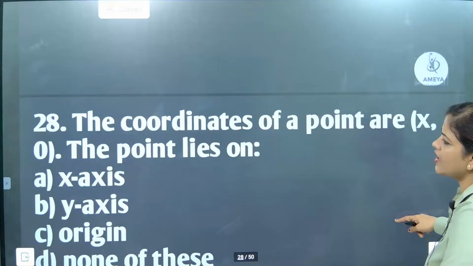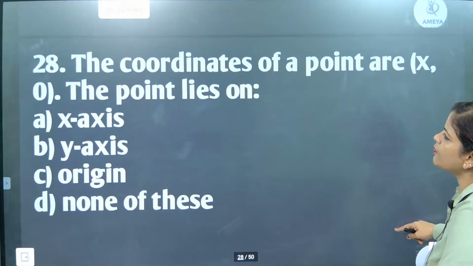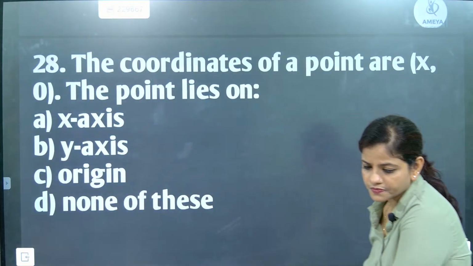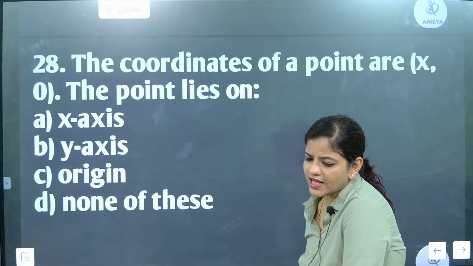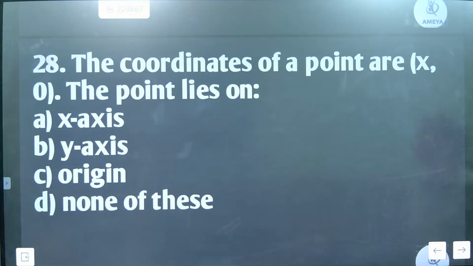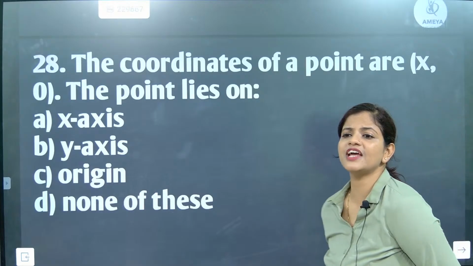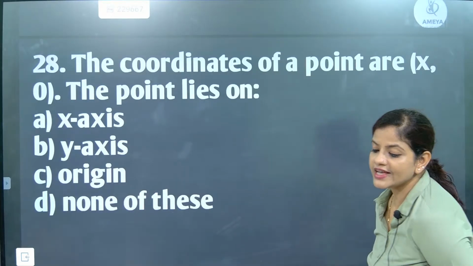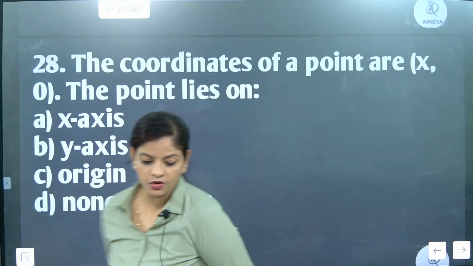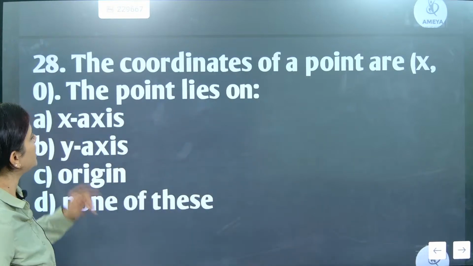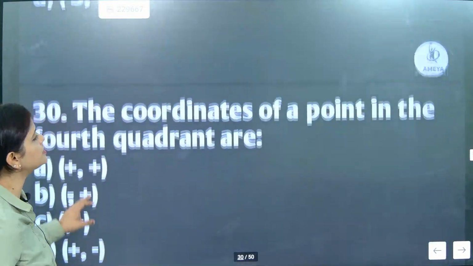This part we have already finished. The coordinate of a point x comma 0 lies on which axis? A point x comma 0 will be in which axis? X axis, because y will be 0 there. So 100% correct. The answer will be exactly x axis, because y will be coming as 0.